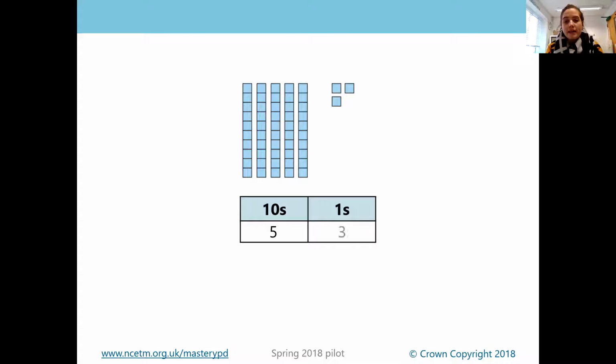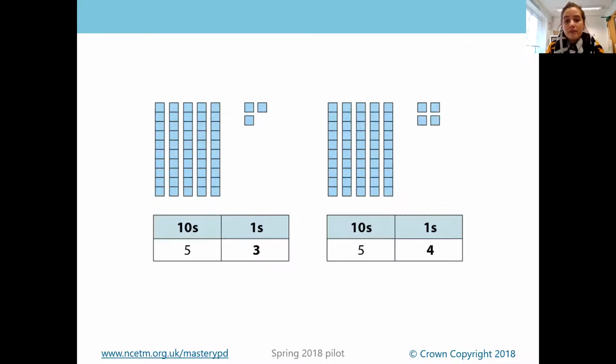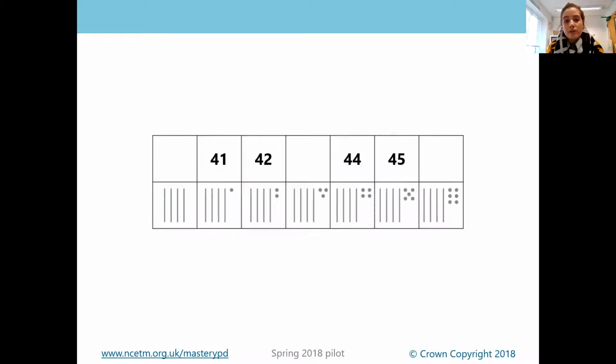Take 1 away. 54. Take away 1 is the same as 53. So we can look at it across a number line, or we can look at it with our deans. And there's the relationship between the two. And here I've got a number track. So what I would like you to do now is pause the video and have a go at filling in the number track. You've got the representations, the pictorial representations below. Brilliant stuff. Okay, hopefully we should have the answers now.